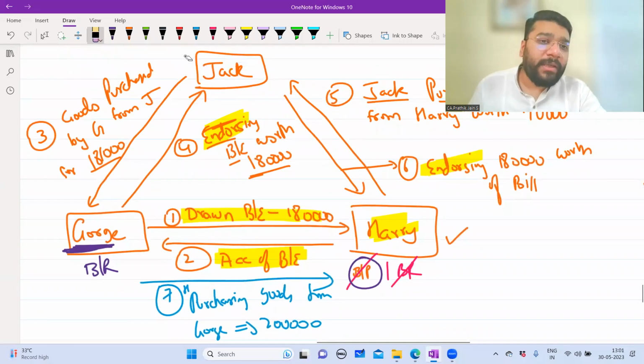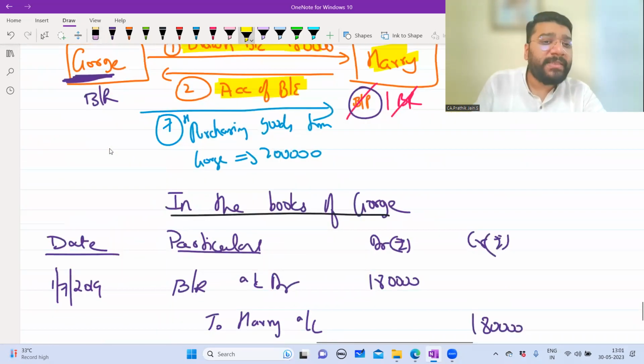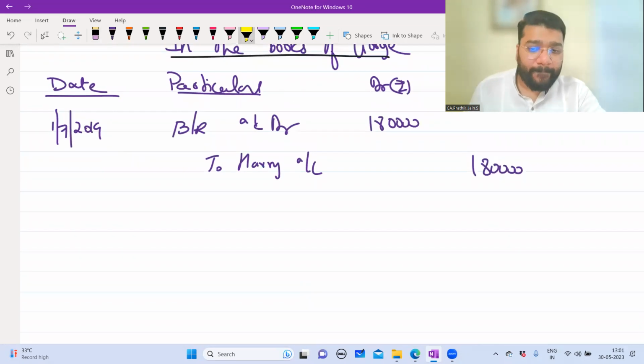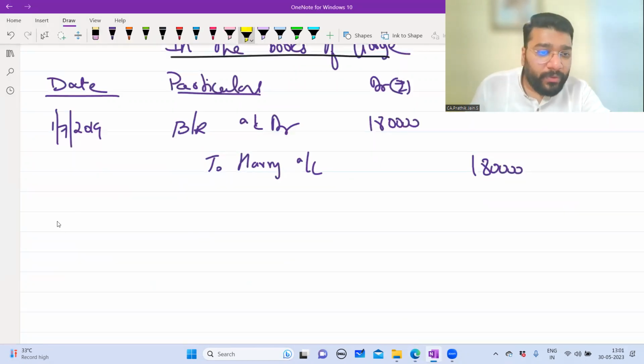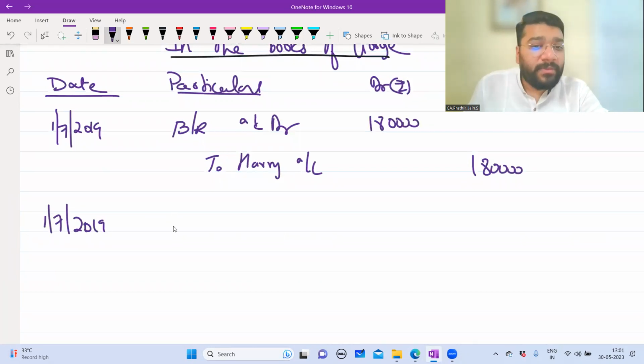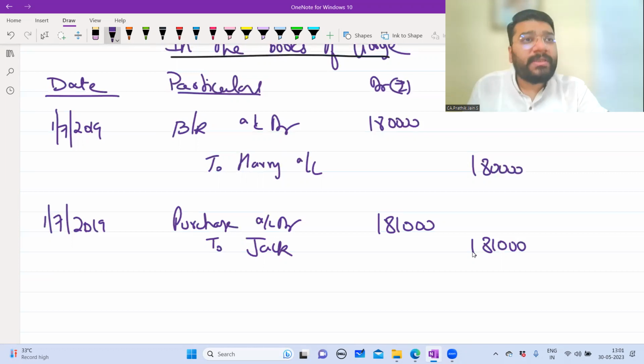Now, guys, what is Gorgi doing, sir? Third transaction. Gorgi is purchasing the goods from Jack. So it is a purchase entry. Purchase entry on which date? Gorgi had purchased the goods worth 181 from Jack on the same date. Which date are they talking about? 1st July. So 1/7/2019. 1/7/2019 purchase entry. So purchase account debit to, we are purchasing from Jack. So Jack is my creditor. So to Jack, it is 181. Any problem? Side by side, keep checking the answers in your textbook also. If I'm doing anything wrong, let me know.